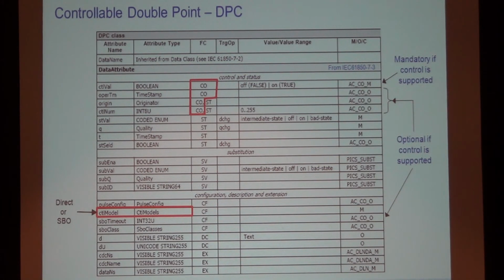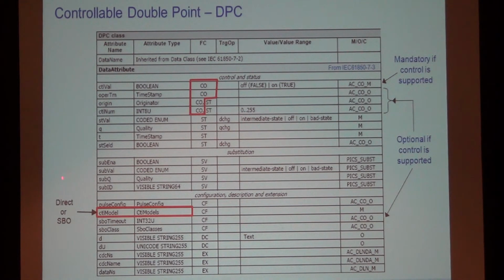A double point controllable introduces a new concept called controls. And here we have a control value. So we still have the status values, the quality, and the timestamp, which are the ST functional constraint, the status values. But now we've introduced controllable parameters. So a client could issue a control command by writing to the control value to cause a control to occur.